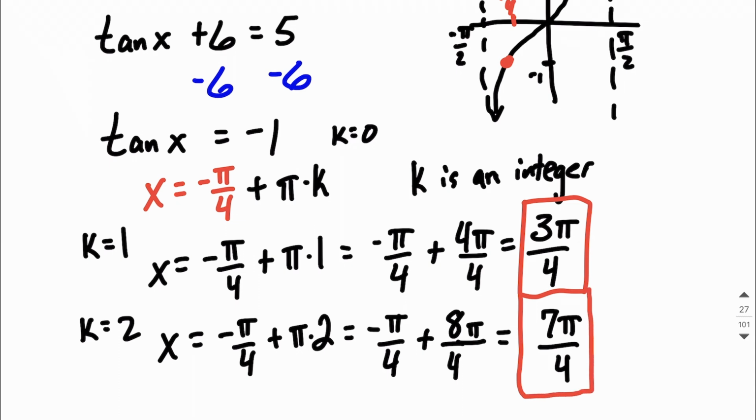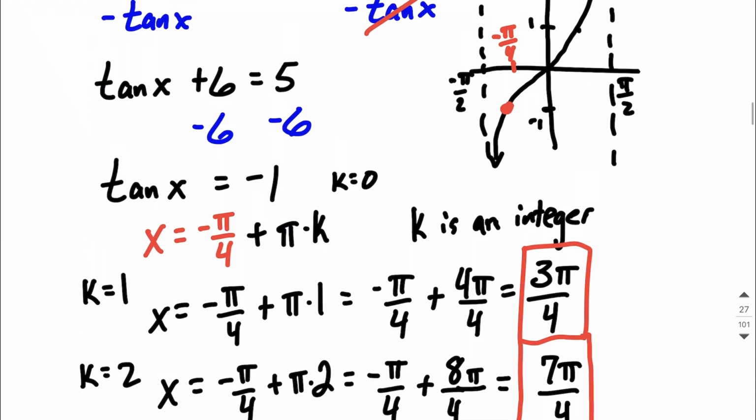If we tried k equals 3, we're going to see that our values are bigger than 2 pi, and so it's not going to fit in the correct range of values for x. So I hope this helps out as you're working on these and trying to solve trigonometric equations.